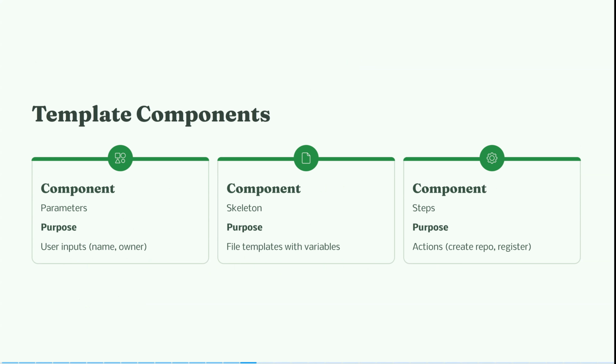What are some of the components of the templates that we would need to build? The first component is parameters, and the purpose of that is providing a format for users to input data. So think of it as a form. The second component is a skeleton, and this is where you have templates with variables, and it will create such a file template for you to start with in a GitHub repo, for example. And then the third component is steps. And these are actions that will create repositories, register a component, and a few other things.